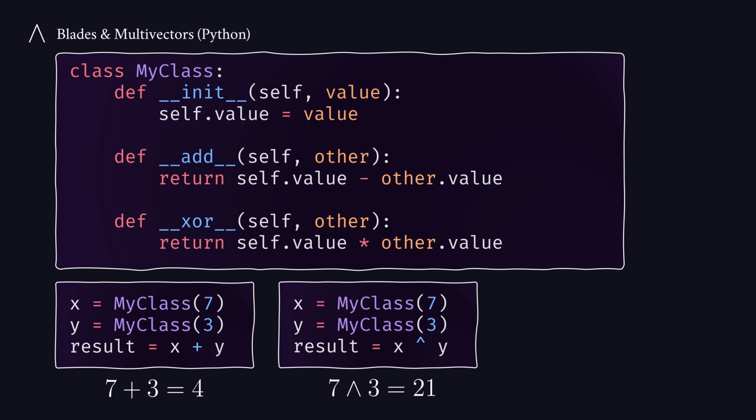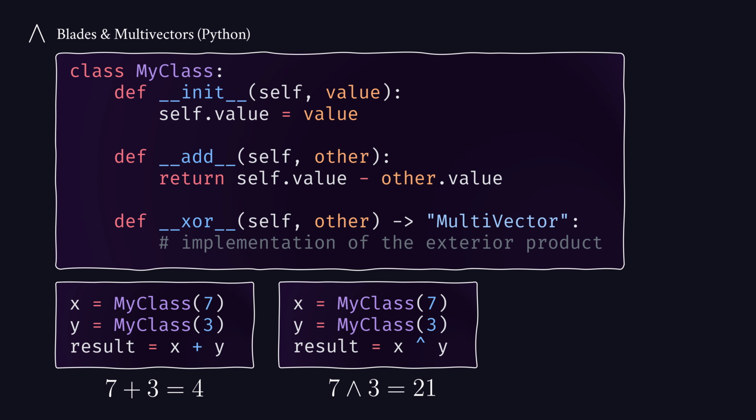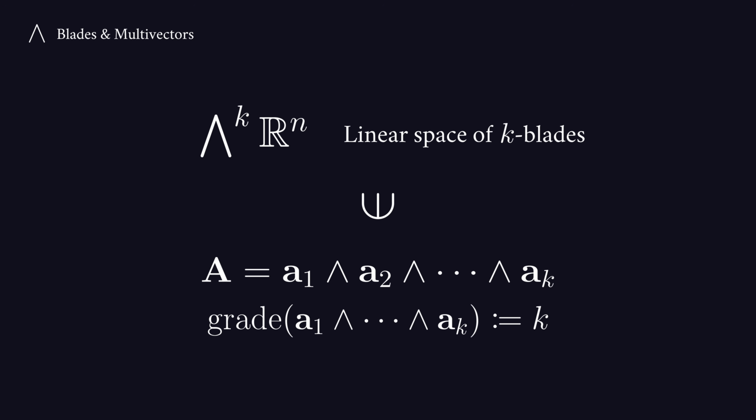And this is exactly what the Python library Clifford is also doing. So it implements here the exterior product. And what it returns is a multivector. Wait, what's a multivector? What we have so far are k-blades, constructed as exterior product of k vectors.